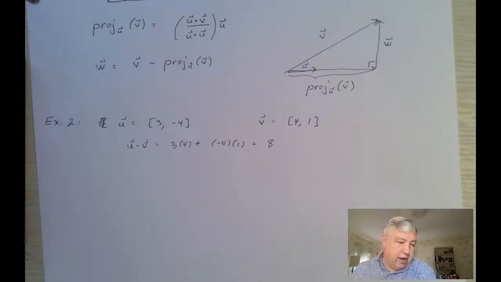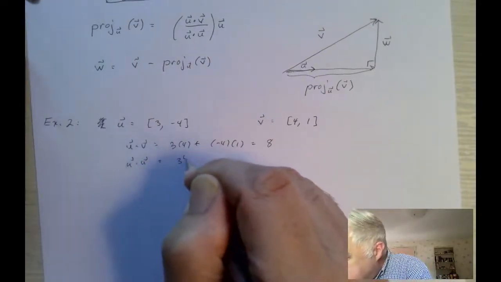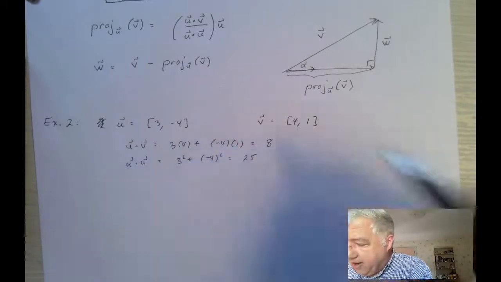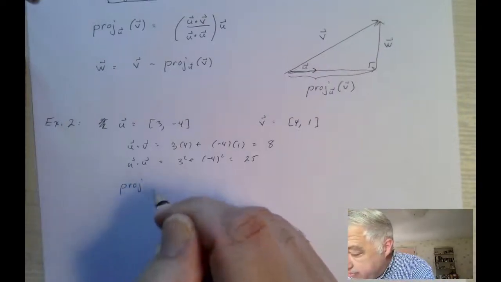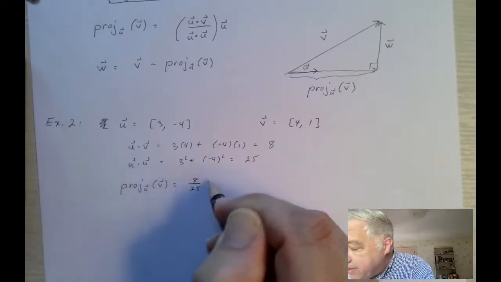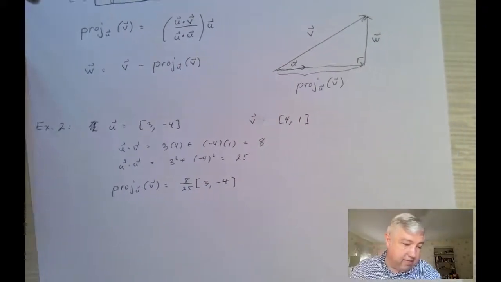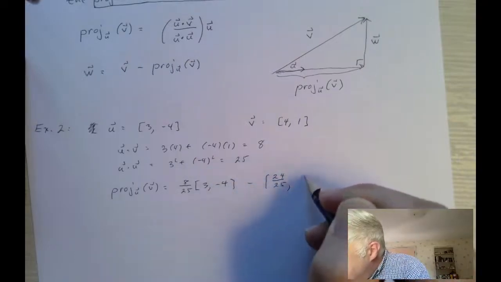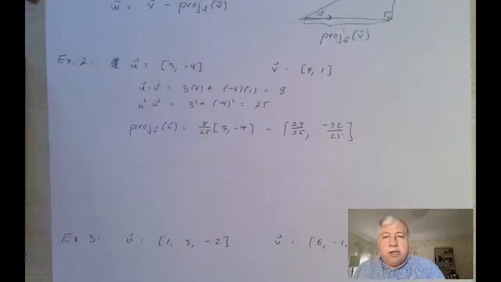And then U dot U is going to be 3 squared plus negative 4 squared, which is 9 plus 16, which is 25. So the projection of V onto U is going to be 8/25 times U, which is 3, negative 4, which is going to be 24 over 25, comma, minus 32 over 25. Okay, we can leave it like this.